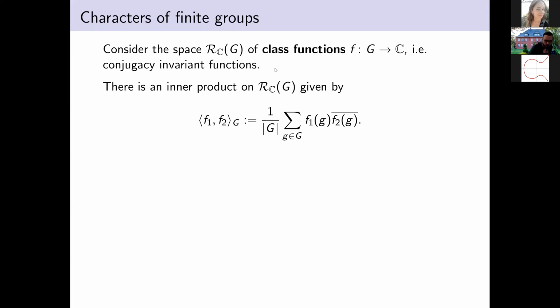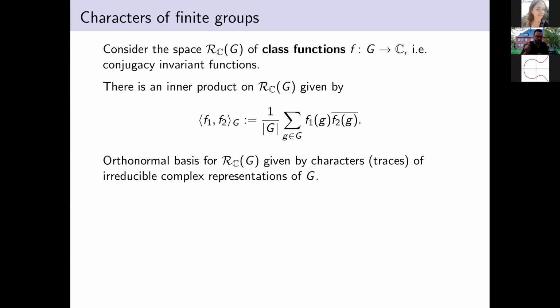So you have this inner product on the space of class functions. And a very nice thing is true here, which is that there's a very nice orthonormal basis for the space of class functions given by the characters, which is the synonym for traces in this context, of irreducible complex representations of our group G.